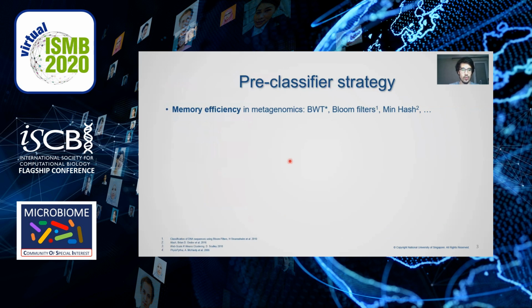There has been quite a lot of work done to compress and to have better memory efficiency with Burrows-Wheeler transform, Bloom filters, minimizers, MinHash. But all of these methods still take the whole database at once to try to compress it in some ways. We propose here a different approach, which is divide and conquer.